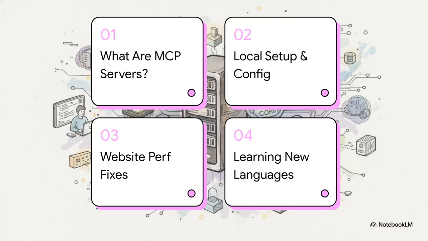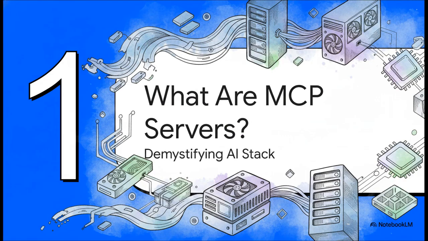So, here's our game plan for today. We'll start with what are MCP servers, jump into local setup and configuration, move on to automating website performance fixes, and finally, learning new programming languages. We're going to test drive two specific superpowers, automating Chrome DevTools and writing code in brand new languages using the Context 7 server.